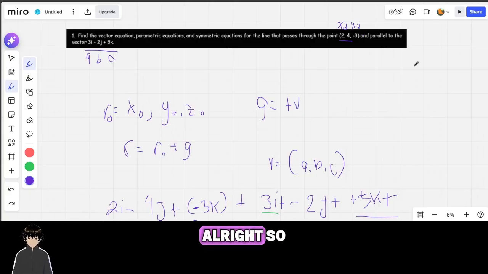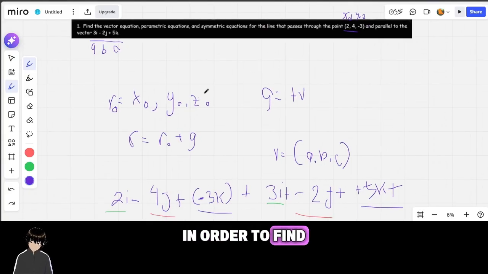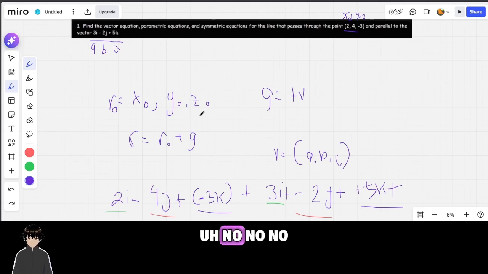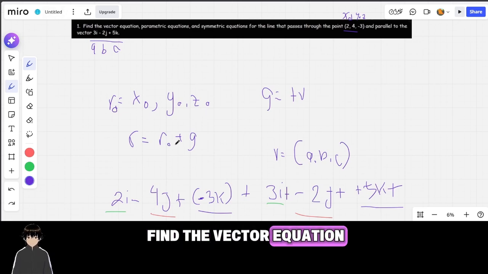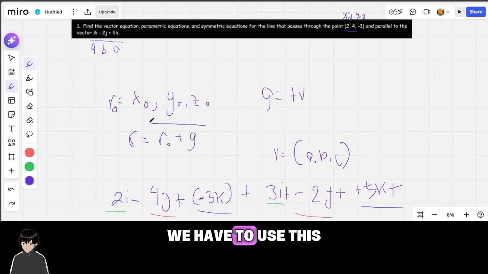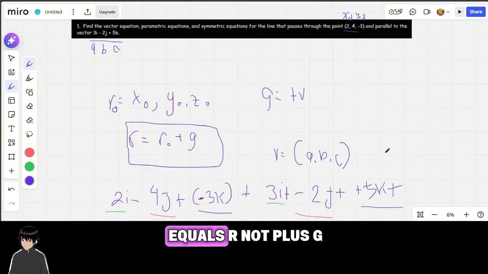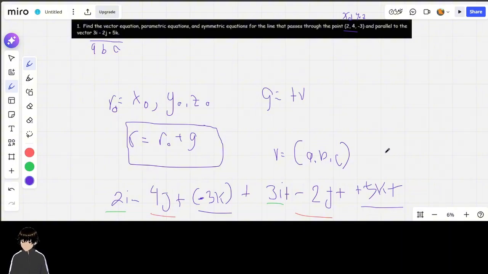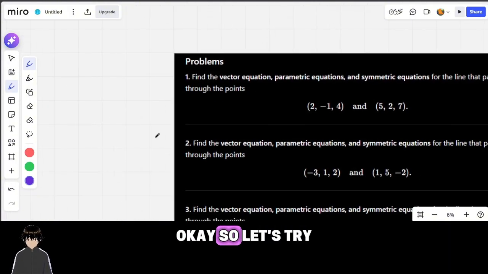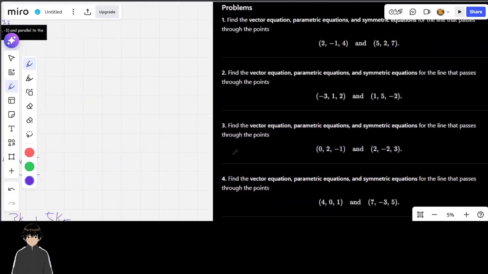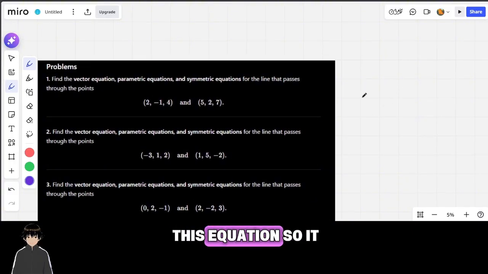In order to find a vector equation, we have to use this generic formula: r equals r naught plus g. So let's try it for this equation.